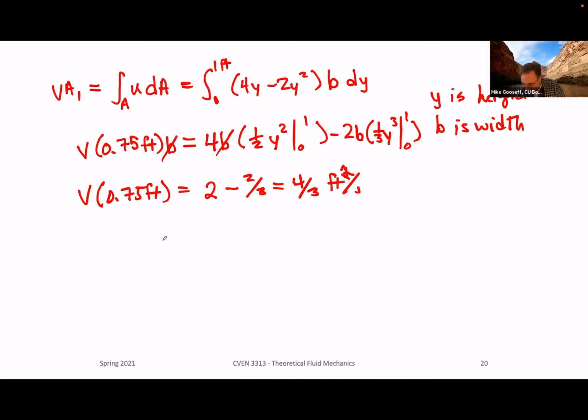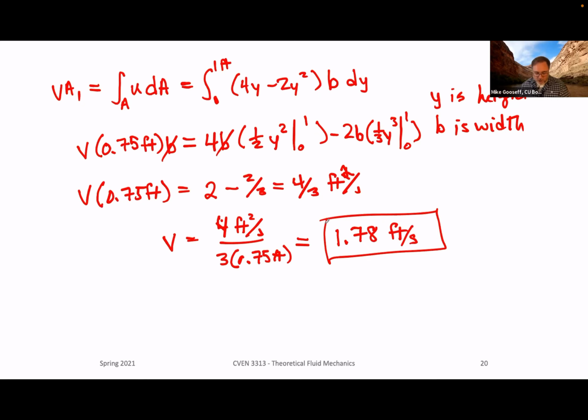And V then comes out to be basically 4 feet squared per second divided by 3 times 0.75 feet that I brought over. And if you do this math, you come up with 1.78 feet per second, which with significant figures would come out to be 2 feet per second. But in any event, that's the solution to that one.